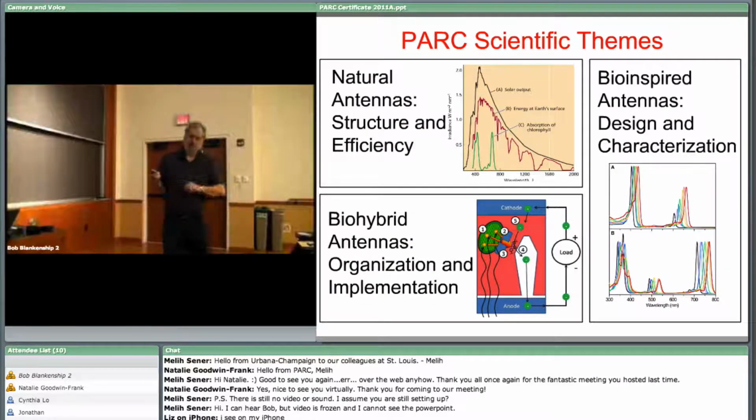So I'll just spend a couple minutes talking about the three different scientific themes: natural antennas, biohybrid antennas, and bio-inspired antennas. We start from the completely natural, in other words, what Mother Nature gave us, go through what we call biohybrid, so this is sort of half natural, half synthetic. And then we end with the bio-inspired, so these are now completely synthetic. A logical progression.